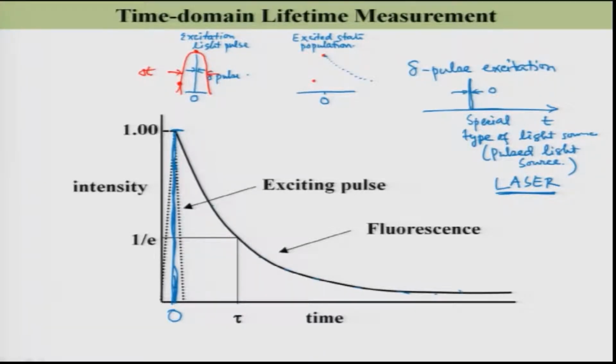So, at this time the intensity is again small, so I will get a small intensity. The excited state population will take such a shape, and each of them will decay, and the decay will be distorted. That we are going to discuss later also.